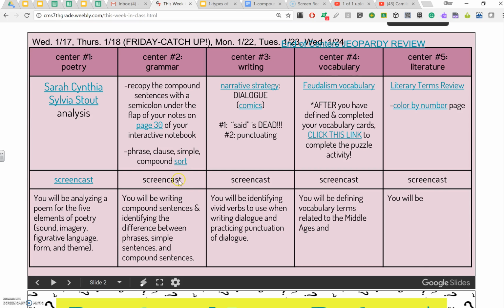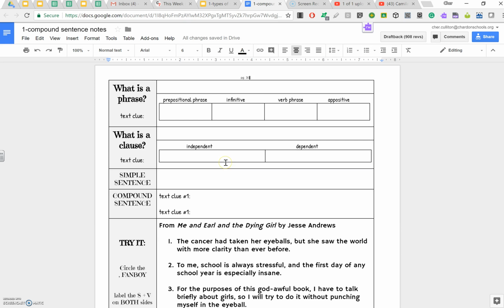For center number 2, you should be watching the screencast down here under center number 2. You're going to be writing compound sentences and identifying the difference between phrases and simple and compound sentences. So the first thing you're going to need is your interactive notebook opened up to this page.